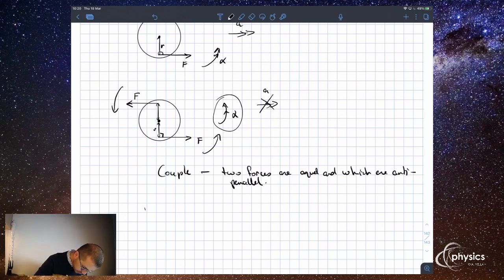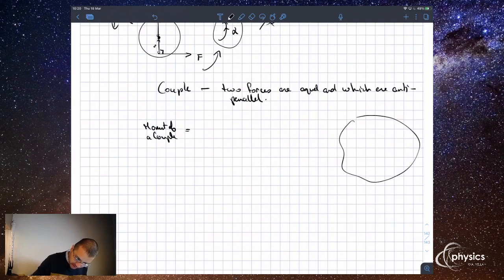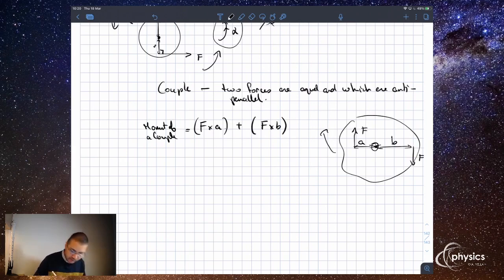So if I want to find the moment of a couple, let me make the system a bit more general. If you have two forces which are equal and anti-parallel, and let's say that the distance to the pivot is A from this force and B from the other force, all I have to do is take the moment of the first one, F times the perpendicular distance A, plus the moment of the other one, F times the perpendicular distance B. It's very simple.